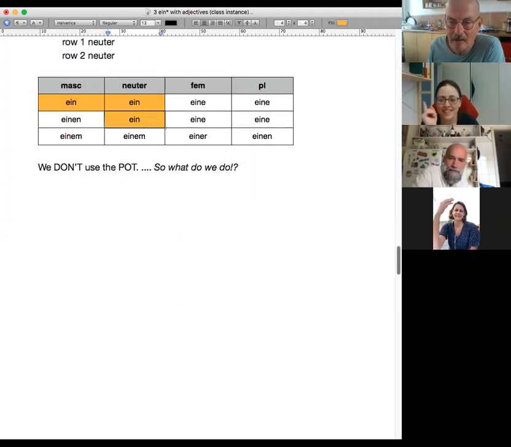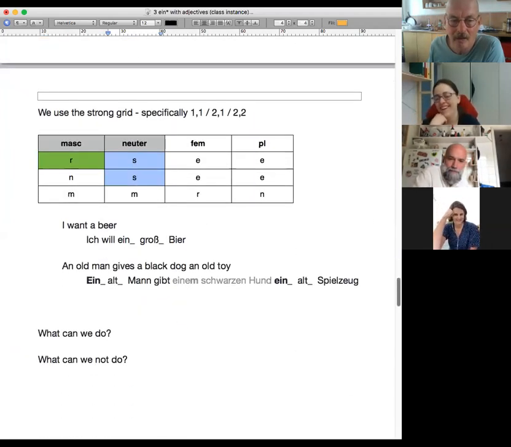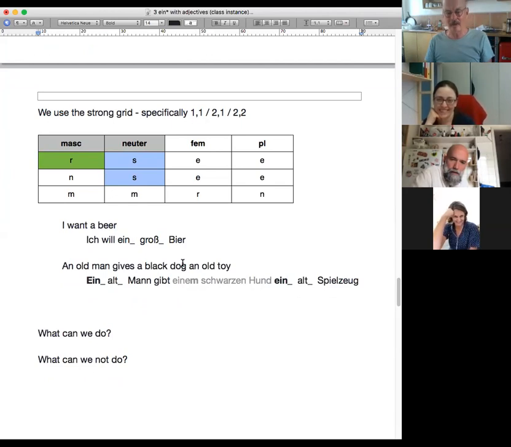This is a good lesson. I need to learn this. Everybody needs it. Okay, so ich will ein großes Bier. Everything gets a lot easier. What is it? Ich will ein großes Bier.